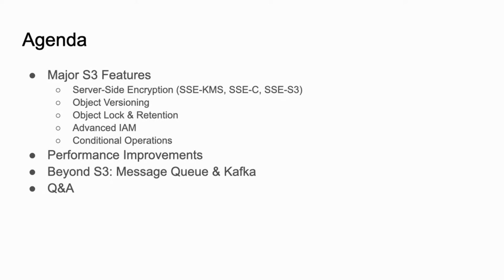Today I'm going to cover more advanced features for S3, which includes server-side encryption. There are three kinds of server-side encryption, and also object versioning, object lock-in retention, and support for advanced IAM systems, conditional operations. I will also cover some performance improvements. Beyond S3, there are some new features under development, which are some message queue and support for Kafka. There will be questions and answers later.